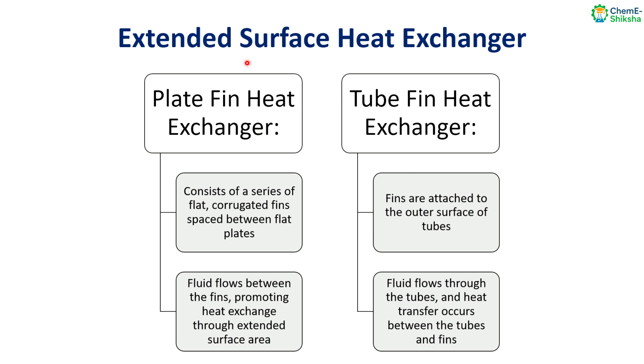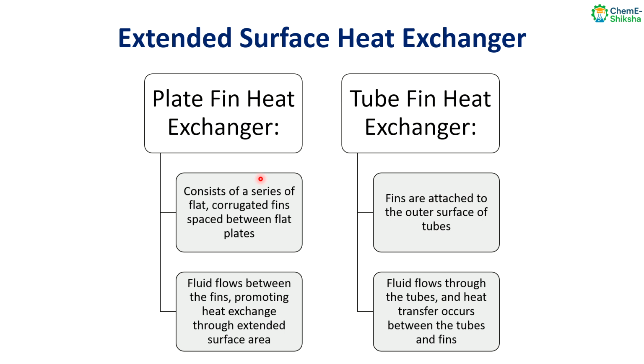Then we have the extended surface heat exchanger. As I told you, there are two types of extended surface: the plate fin heat exchanger and the tube fin heat exchanger. The plate fin heat exchanger consists of a series of flat corrugated fins spaced between flat plates. So in between the flat plates, flat and corrugated fins are there. Fluid flows between the fins, promoting heat exchange through the extended surface area. In the case of the tube fin heat exchanger, the fins are attached to the outer surface of the tubes. So this is the difference between tube fin and plate fin.